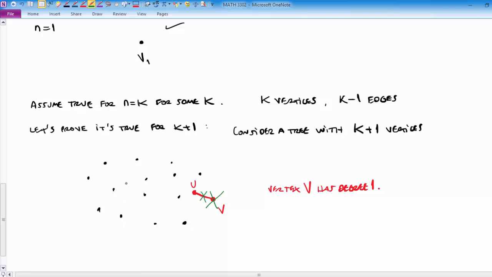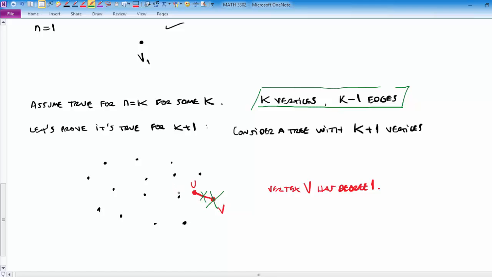Now, because it's a tree with k vertices, remember, originally this entire thing had k plus 1 vertices. We deleted one vertex and the edge here. What is left is a tree with k vertices. According to the induction assumption, a tree with k vertices has k minus 1 edges. So what is left here is a tree with k vertices, and therefore it has k minus 1 edges.